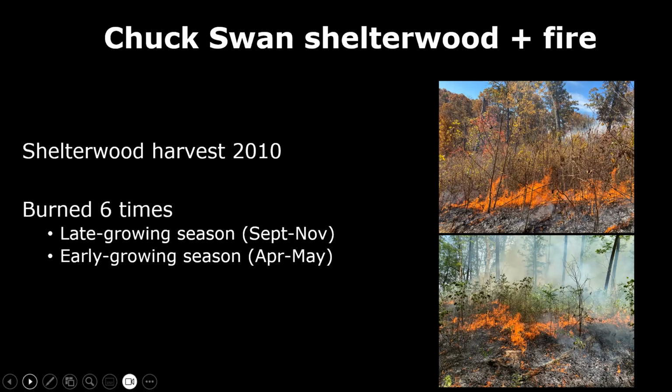We've tried to get it on a 2 year fire return interval, but it's ended up being more like a 2.5 year, just with weather constraints and things like that. But it's been burned 6 times starting in 2012.